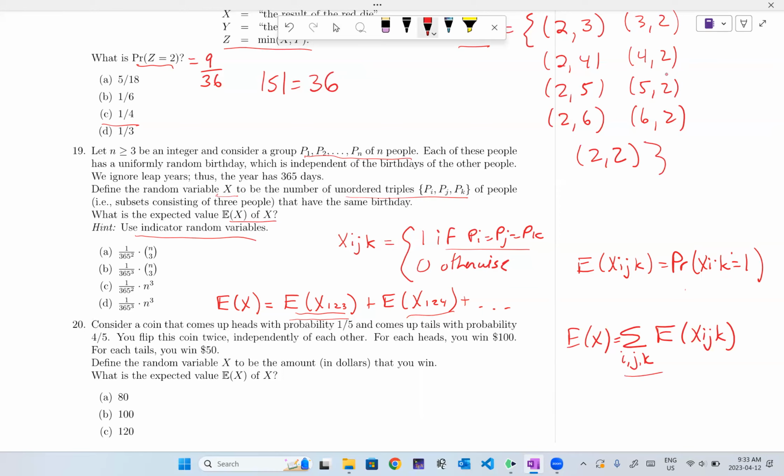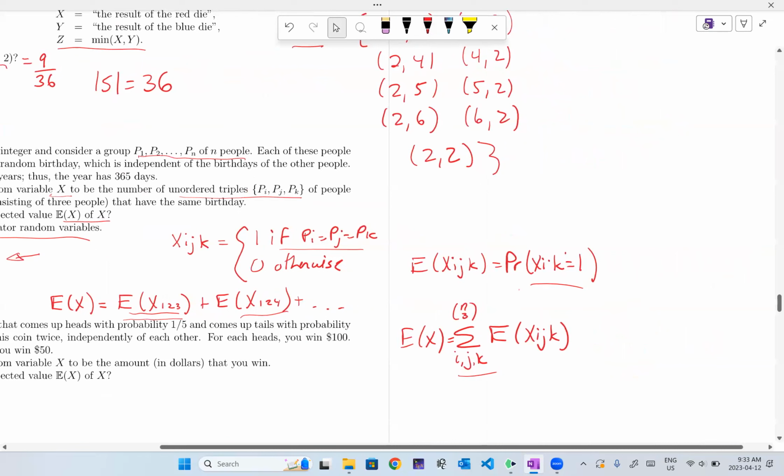So how many of these indicator random variables do I have? I have n people and I'm looking at all triples. So I take all subsets of size 3 and I ask if you all have the same birthday. How many of those are there? Well, there are hints over here too. Yeah, so it's n choose 3. So the number of indicator random variables is n choose 3. In total, I just need to determine the probability that any 3 random people have the same birthday.